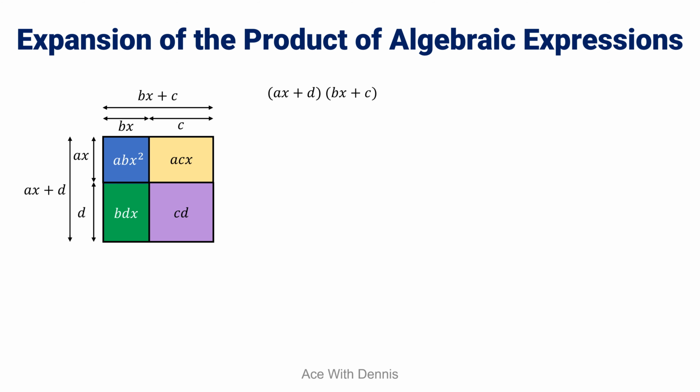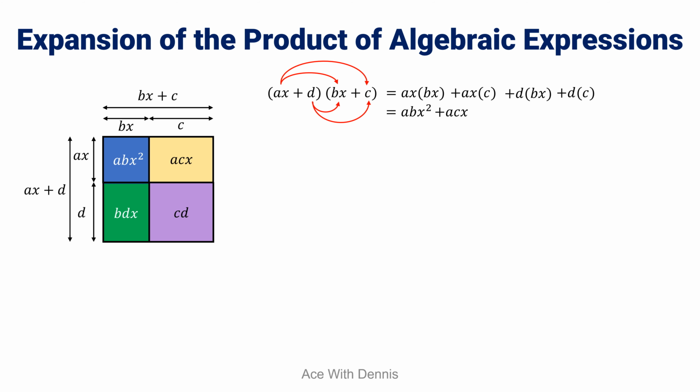Now let's expand this expression. So ax times bx plus ax times c plus d times bx plus d times c. And we get abx squared plus acx plus bdx plus cd. So now, take a look at the middle terms. They are like terms, hence we can group these like terms together. The result will be abx squared plus bracket ac plus bd x plus cd.